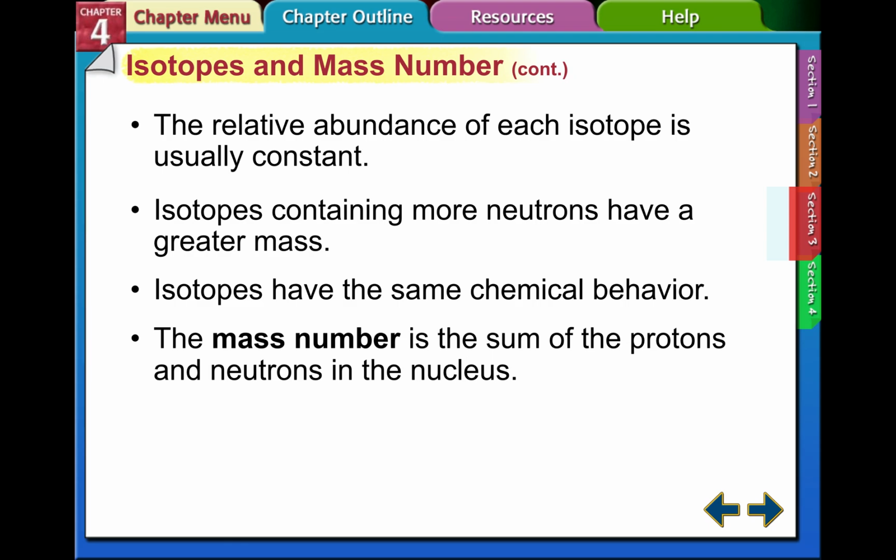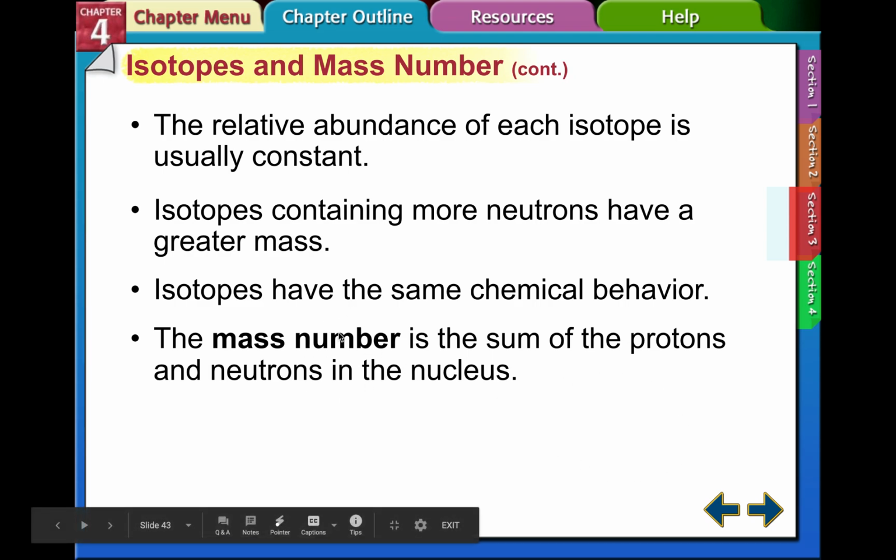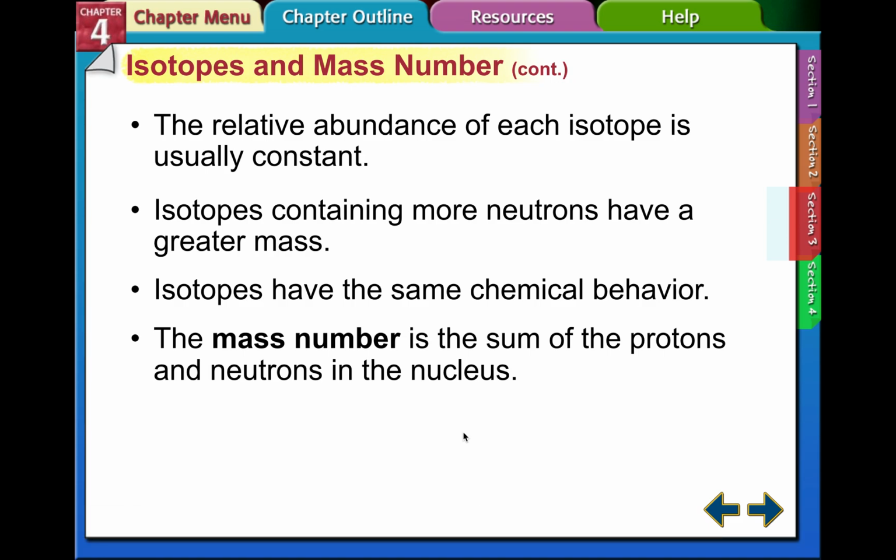But since they have a different number of neutrons, they have a different mass number, which means if we added up the protons plus the neutrons in the nucleus, that number would be different, because isotopes have different numbers of neutrons, which means, again, they're just going to affect the weight. The relative abundance in which each isotope occurs is going to be different as well. What relative abundance means is the percent of time we can find that isotope of the element. So that, again, is different for each isotope.